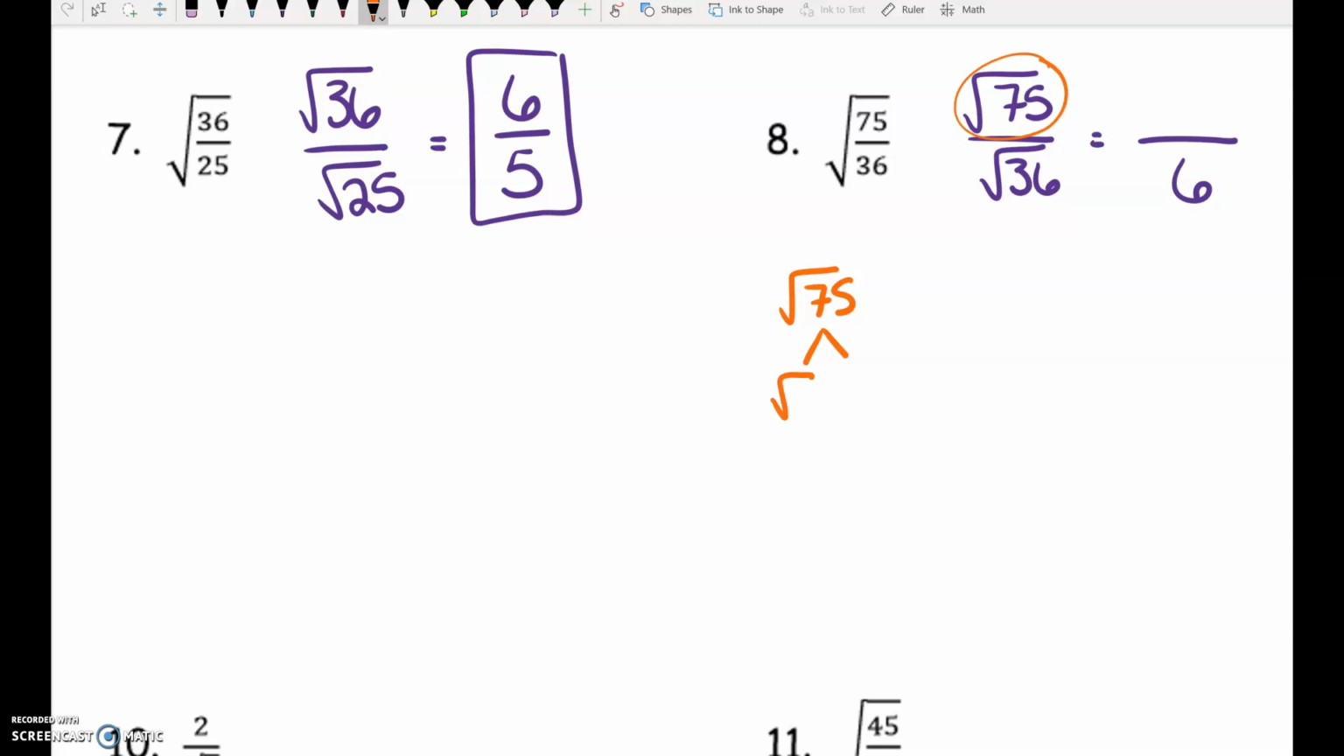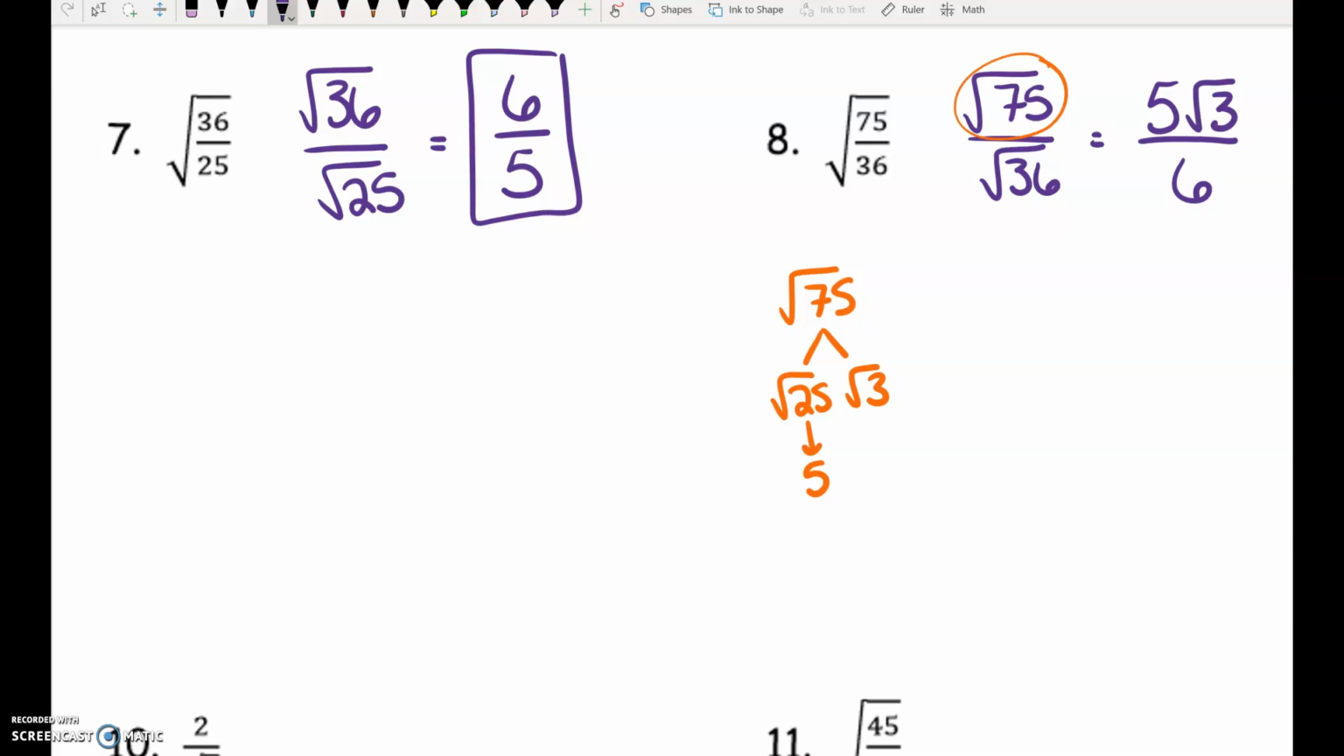25 and 3? Yep. So we have 5 times the square root of 3 over 6. Now, the 3 is stuck under a radical. So some people look at this and say, I see 1/2. 3 divided by 6 is 1/2. But that 3 is stuck under a radical, so you can't simplify that.